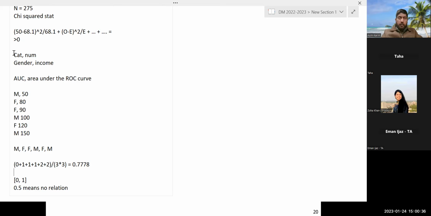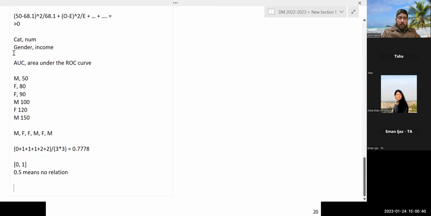ठीक है? So you can use this. Of course, you can also use entropy as well. Cross entropy भी कह सकते हैं, या entropy simply कह सकते हैं, या mutual information. Mutual information is also entropy.